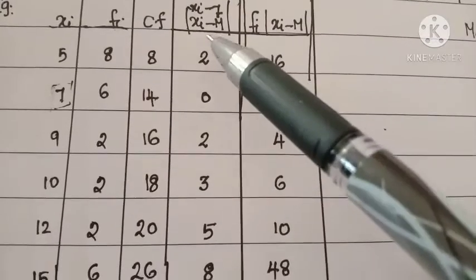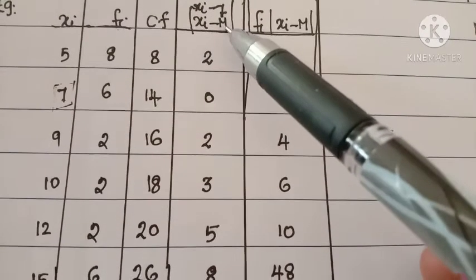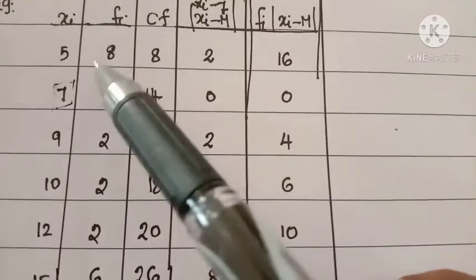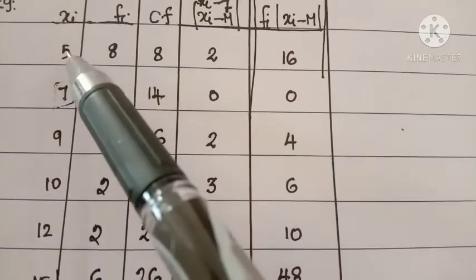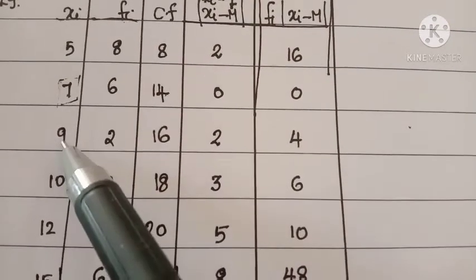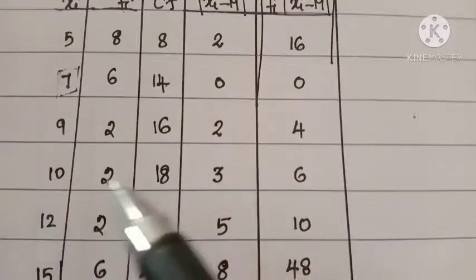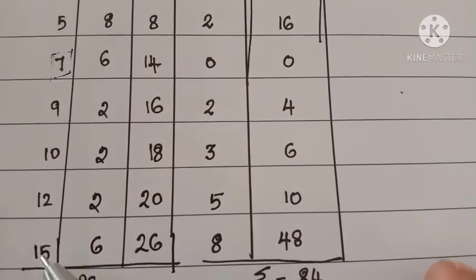Let's see modulus of xi minus m. Here m is median. Median is 7. So subtract 5 minus 7 and take its modulus. So 5 minus 7, 2. 7 minus 7, 0. 9 minus 7, 2. 10 minus 7, 3. 12 minus 7, 5 and 15 minus 7 gives 8.